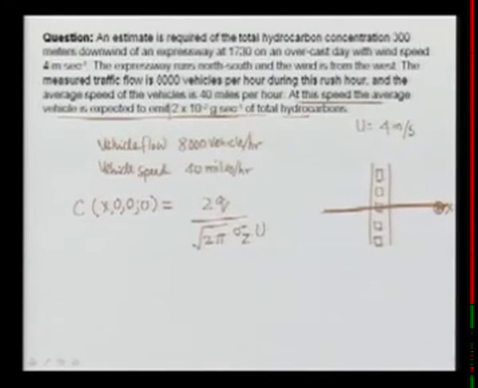So sigma z you understand, but here q is the emission rate. In what units?